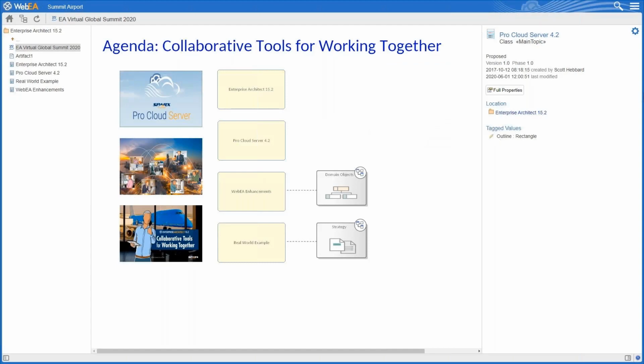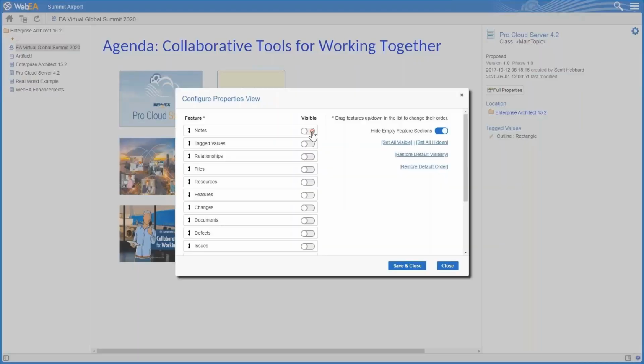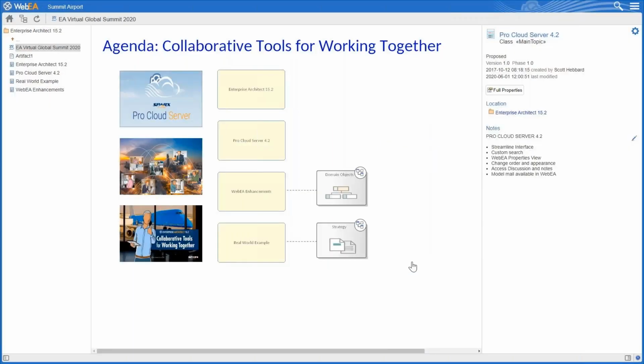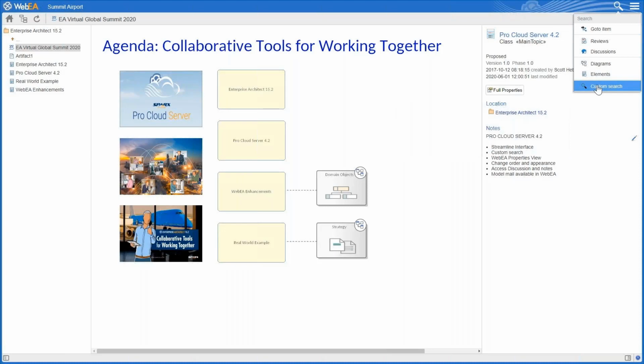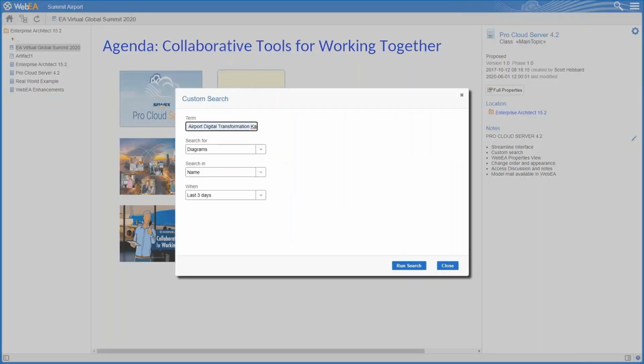So WebEA allows you to take your Enterprise Architect models and deliver them via the Pro Cloud Server, and so you can view it in a web browser, as you can see. Now for this particular example, I've switched off the tagged values, and I am displaying the notes. I can also use the new custom search feature, so I can search for diagrams, elements, packages, discussions, and reviews, and much, much more.